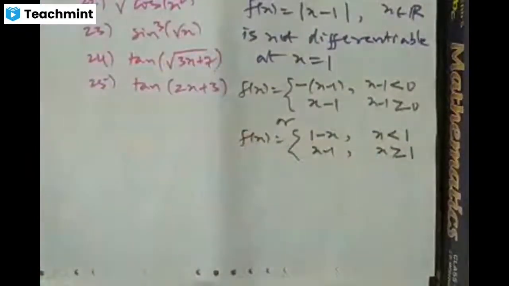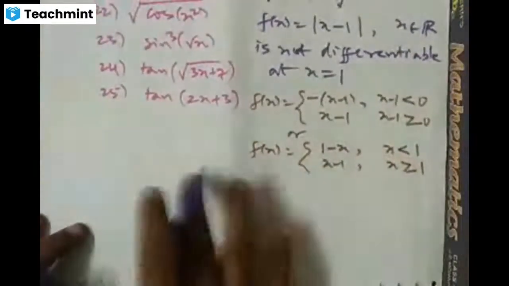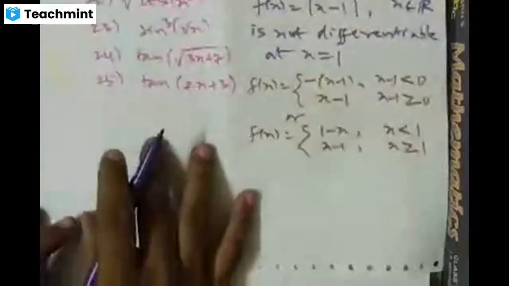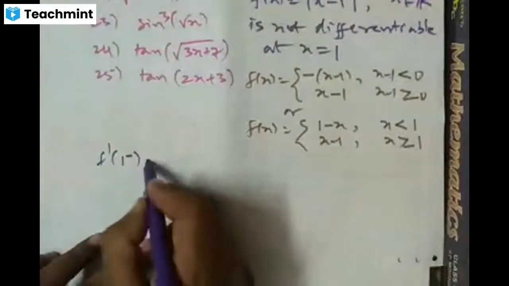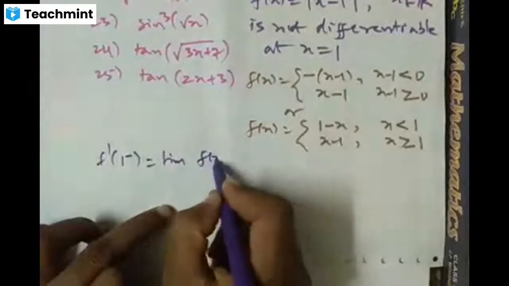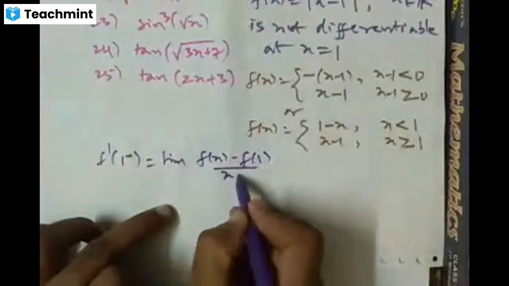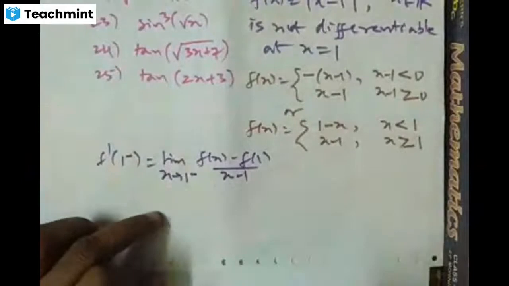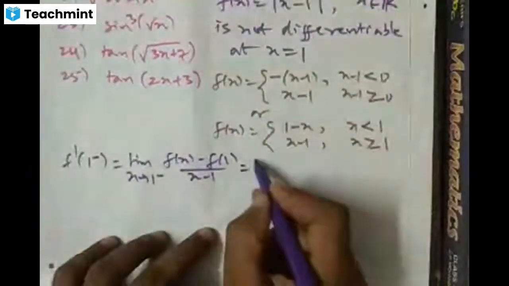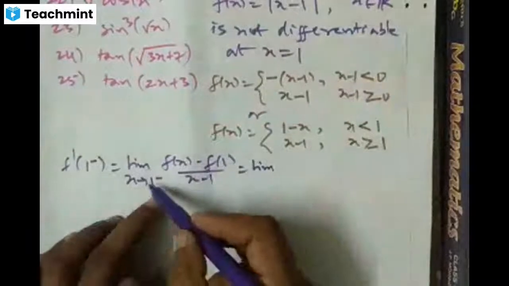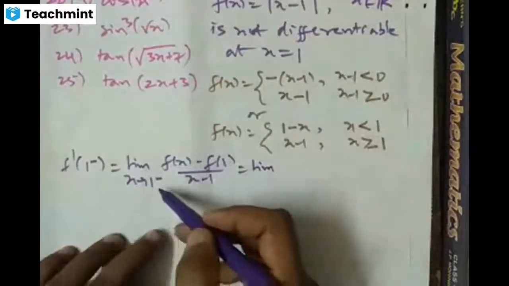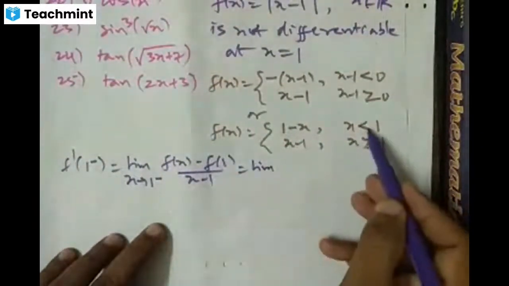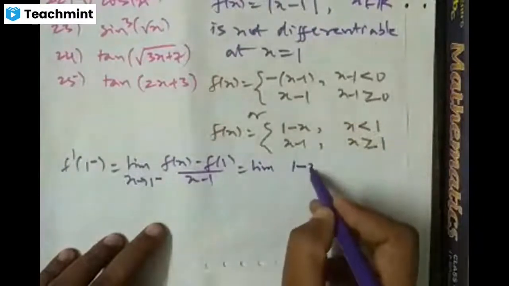Now we shall find the left hand derivative as well as the right hand derivative of the function at the point x is 1. Okay, now first the left hand derivative. I'll write that as f dash of 1 minus, which is equal to limit of f of x minus f of 1 divided by x minus 1 as x tends to 1 from the left side. So this is equal to limit when x tends to 1 from the left side, obviously x takes values which are slightly less than 1. Whenever x is slightly less than 1, what is f of x? f of x is 1 minus x, correct?